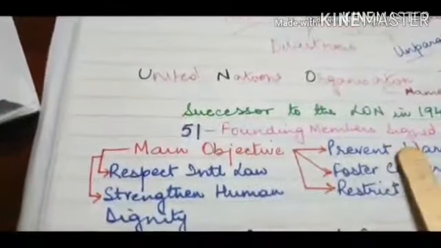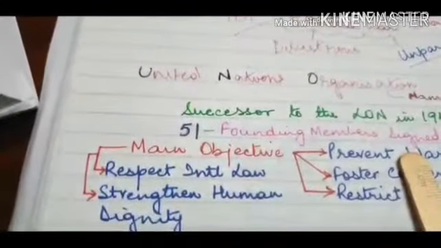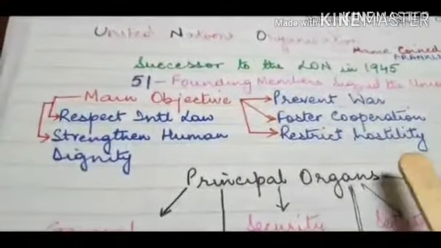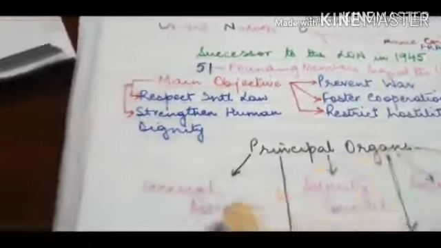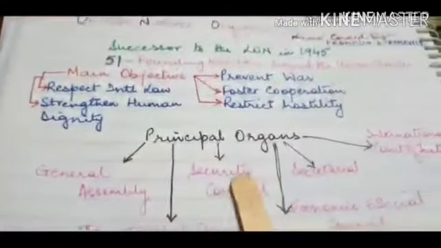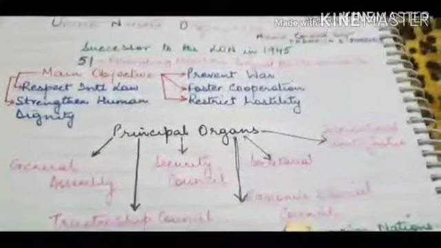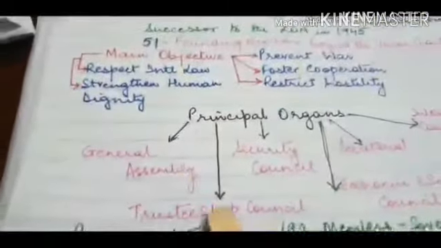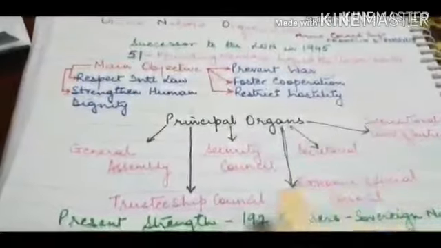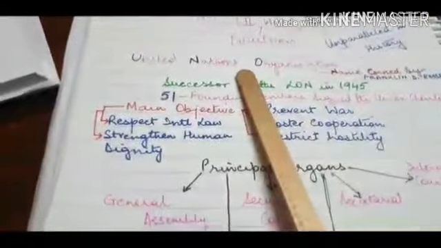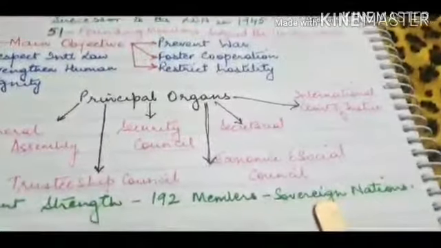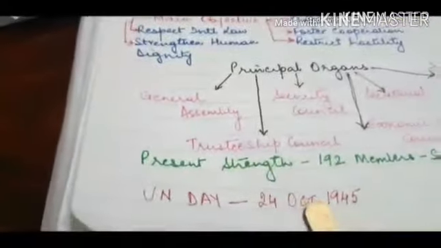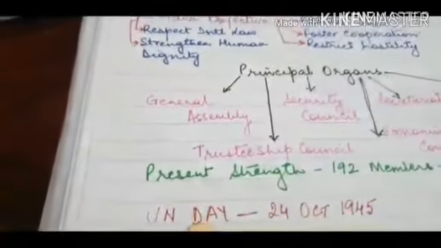But UNO needed more departments so that it could run successfully. And so there were some principal organs which make UNO complete. First of them is the General Assembly. Most important, Security Council. You have the Economic and Social Council, the Secretariat, the International Court of Justice and the Trusteeship Council. These 6 organs together form the UNO, United Nations Organization. The present strength of UNO is 192 members and they are all sovereign nations of the world. We celebrate 24th October 1945 as the UN Day.